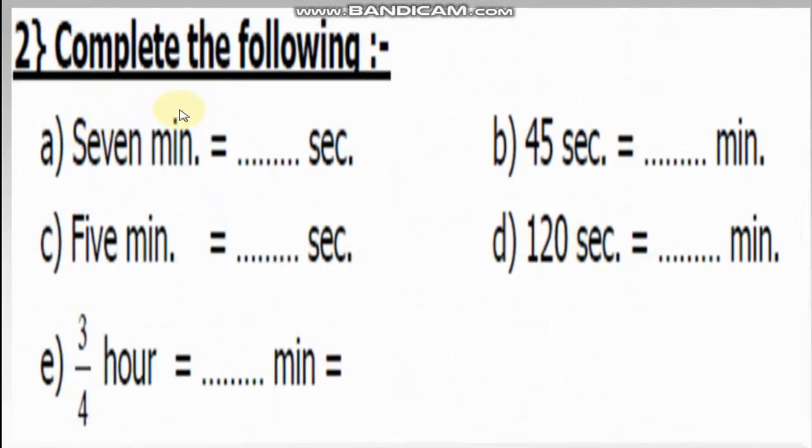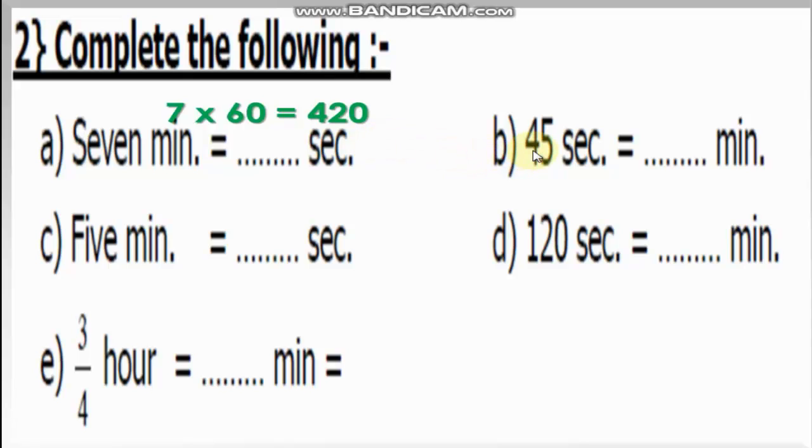Number 2. Complete the following. 7 minutes equals how many seconds? We need to convert from minute to second. From the greatest to the smallest, we multiply. We know that 1 minute equals 60 seconds. So we'll multiply 7 times 60. 7 times 0 equals 0, and 7 times 6 equals 42. The result will be 420 seconds.